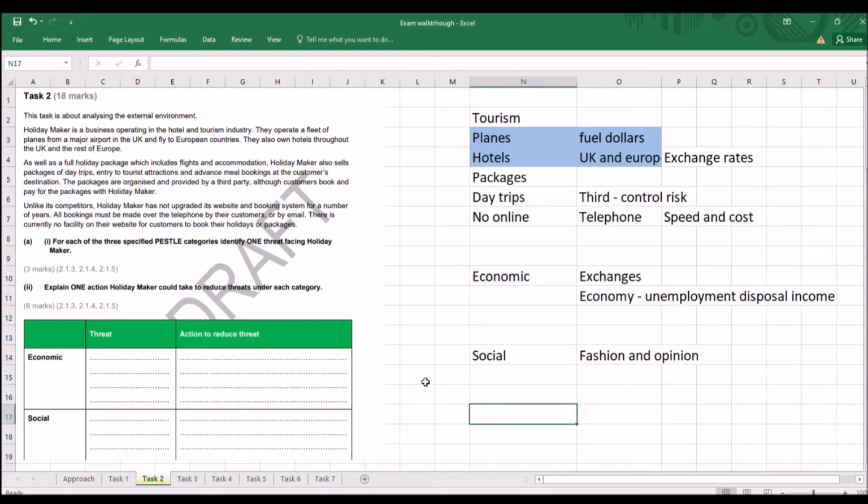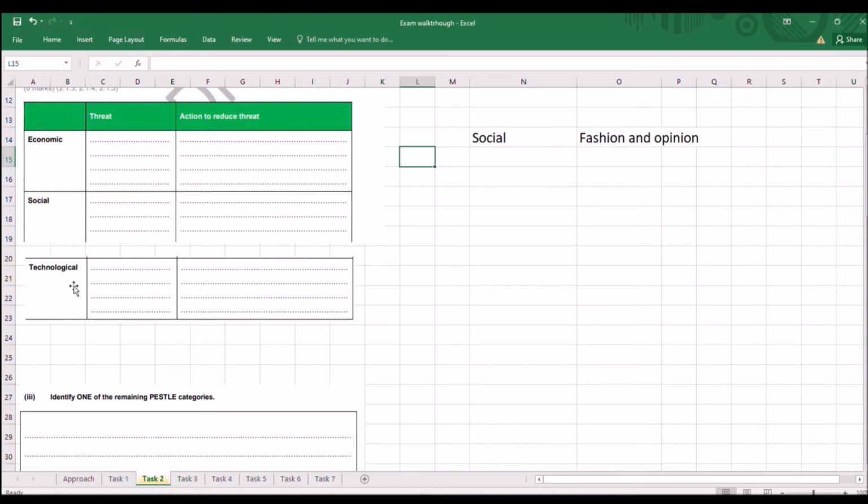Right, and then the last one is technological. Okay, so the big threat is, well, we don't have the ability to book online. That means that people will go to our competitors because they need speed of delivery, and also there's a cost disadvantage to that, the way in which we're going about taking it over the phones and what have you, and the action to reduce the threat: produce an online system.